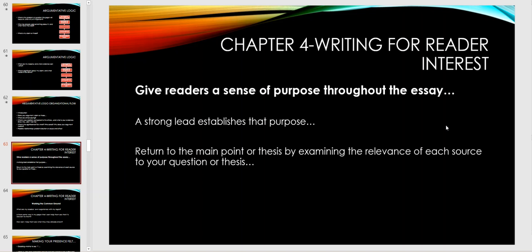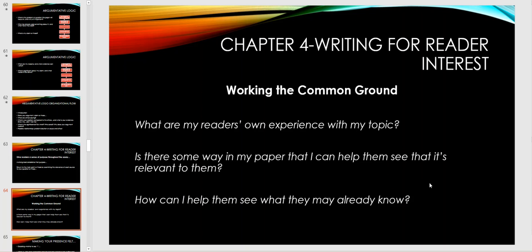A strong lead establishes that purpose. So hopefully through exercise 4.3, you're able to develop a strong introduction for your research essay. You always want to return to the main point or the thesis by examining the relevance of each source to your question or thesis, right? What do the sources that you've been collecting have to do to contribute toward the conversation of your research topic, right?